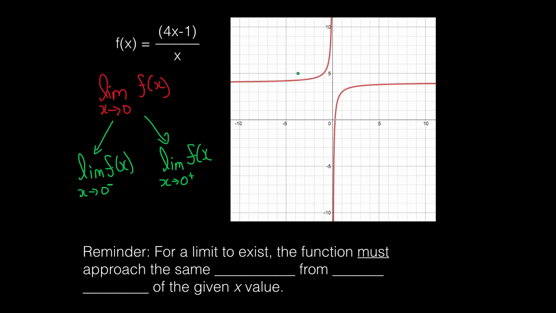Okay, so let's see what happens as x approaches 0 from the left. We can see it's going like this, and then suddenly it's going up and up and up, and it doesn't seem to be approaching any one value as we get closer and closer to 0. It's just going up forever and ever. So we'd say that this approaches infinity.